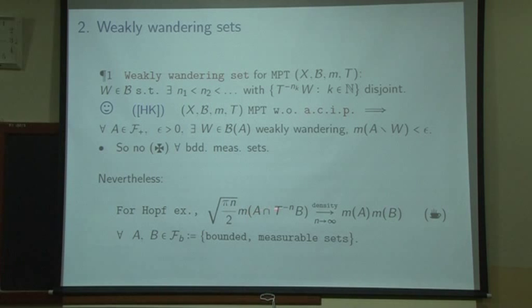So what does it say? That for every two measurable sets, bounded measurable sets, there is a sequence of density one, depending on the two sets, probably, so that you have convergence. In fact, it must be depending on the two sets. So this is kind of weakly mixing. This is a sort of weak mixing condition.